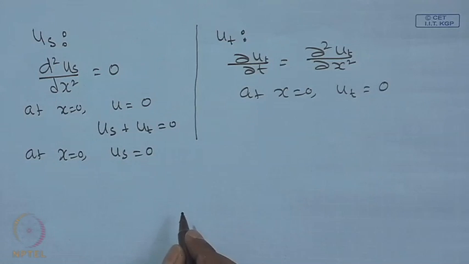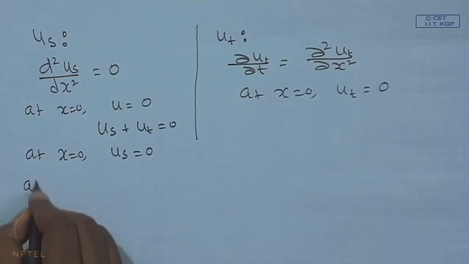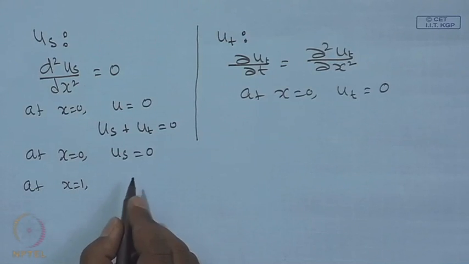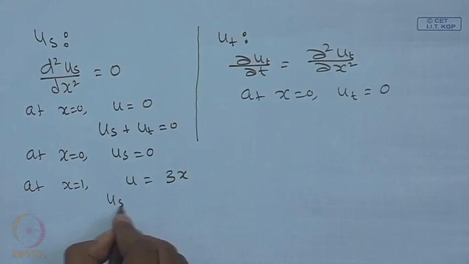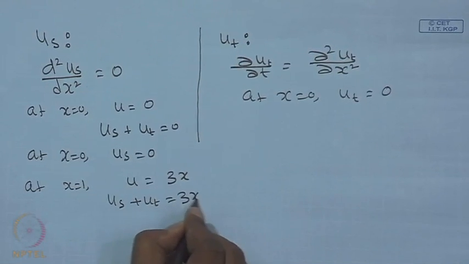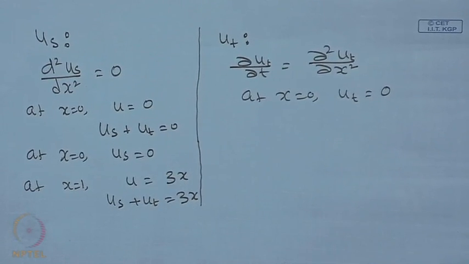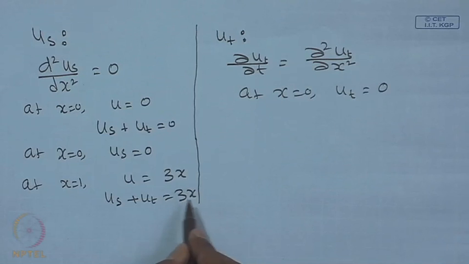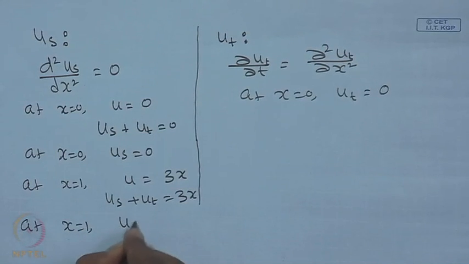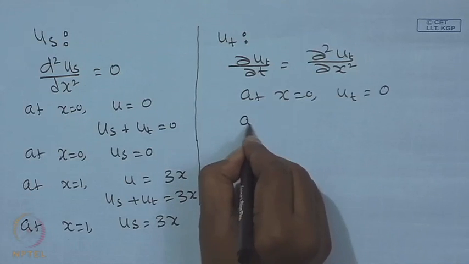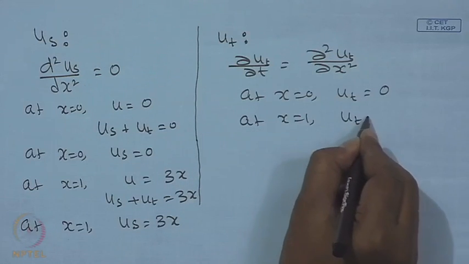Now, we put the other boundary at x is equal to 1, u is equal to 3x. So, we put u_s plus u_t is equal to 3x. Now a fundamental point comes here. We associate the non-homogeneous part with the steady state part, so that we will enforce the transient part to be homogeneous. If you do that, see what you get. At x is equal to 1, we will be getting u_s is equal to 3x, and at x is equal to 1, we will be getting u_t is equal to 0.